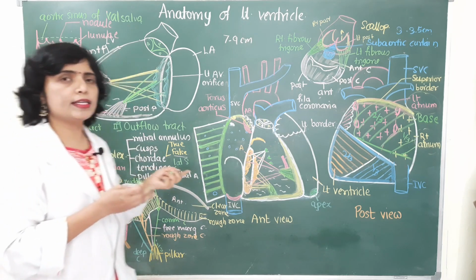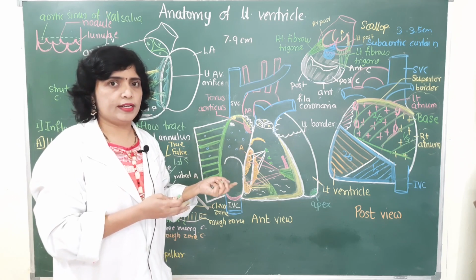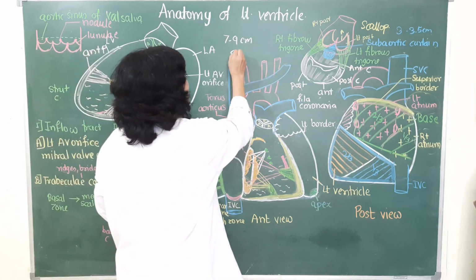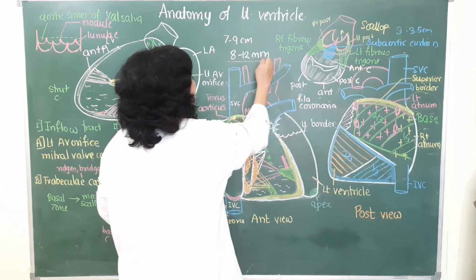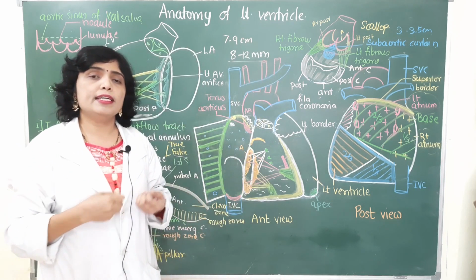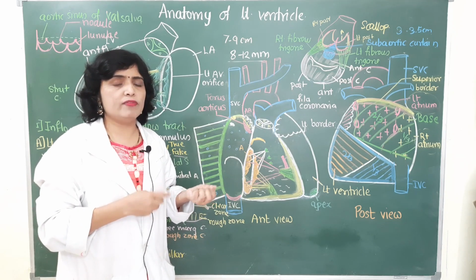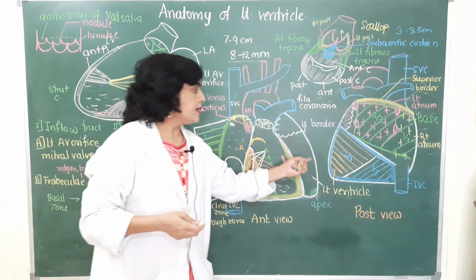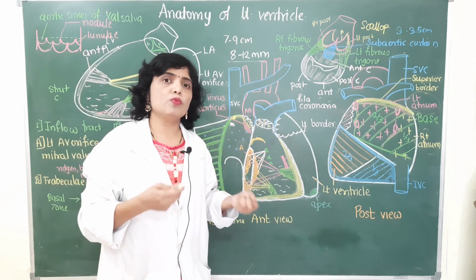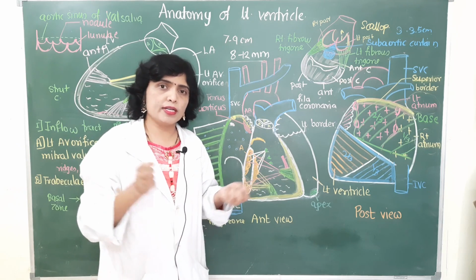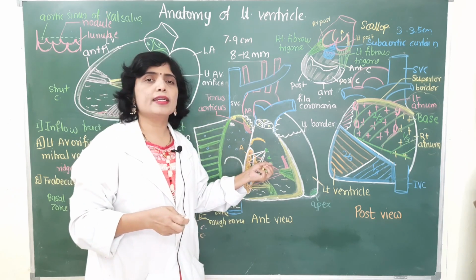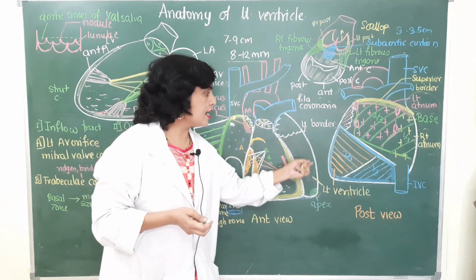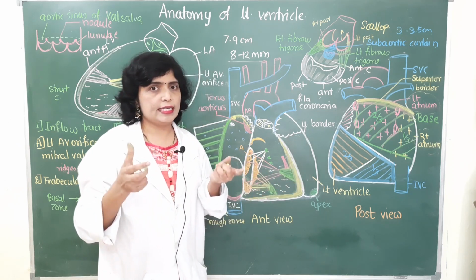Now coming to the thickness of the wall of the left ventricle. The thickness of the wall of the left ventricle is almost 8 to 12 millimeters. It is almost 3 times thicker than the wall of the right ventricle, which measures about 3 to 5 millimeters. The reason is that in the left ventricle the arterial pressure is almost 120 millimeters of mercury during ventricular contraction, while in the right ventricle the venous pressure is only 25 millimeters of mercury. To sustain the large pressure, the wall of the left ventricle is thick.